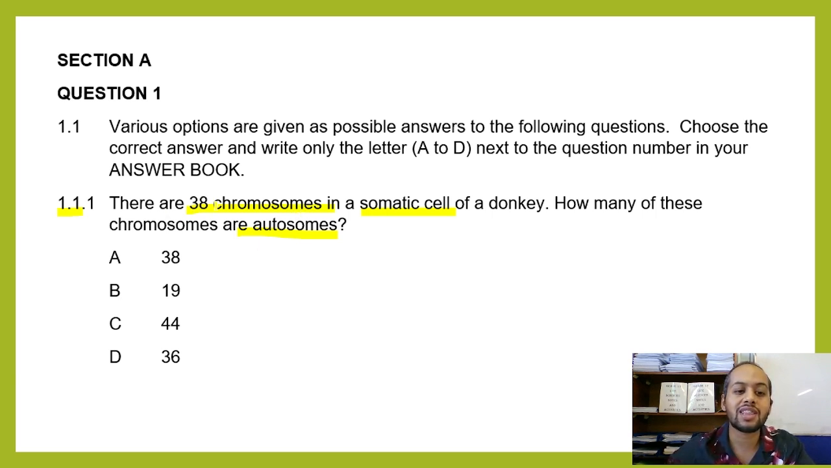So you're simply going to say 38 minus 2 for the gonosomes will give you the number of autosomes. Therefore, the correct option is going to be 36. It can't be 38, it can't be 19, can't be 44, because 44 is going to be in a human somatic cell. Therefore, the correct answer is going to be D.